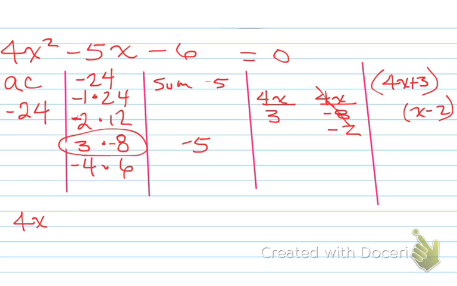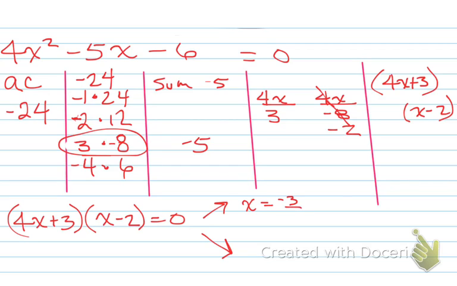And that leaves me with 4x plus 3 times x minus 2 equal to 0. So then I'll go through, separate that out, set each factor equal to 0, and I'll see that both of those give a result, and I would go through and check those with the original equation.